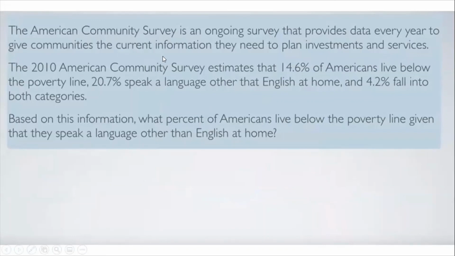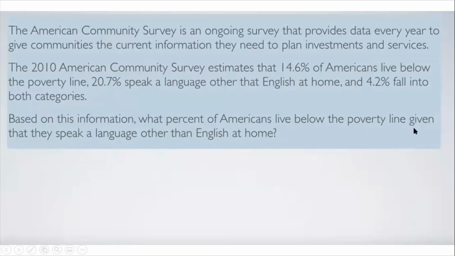The American Community Survey. This 2010 survey estimated 40.6% of Americans live below the poverty line, 20.7% speak a language other than English at home, and 4.2% fall into both categories. So the intersection is 4.2. Based on this information, what percentage of Americans live below the poverty line given that they speak a language other than English at home?